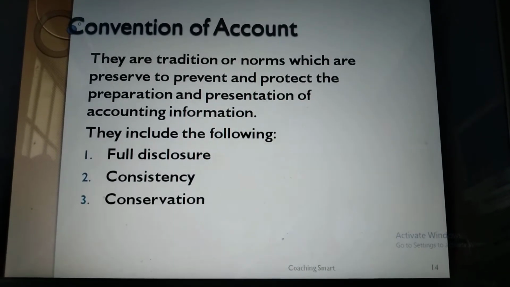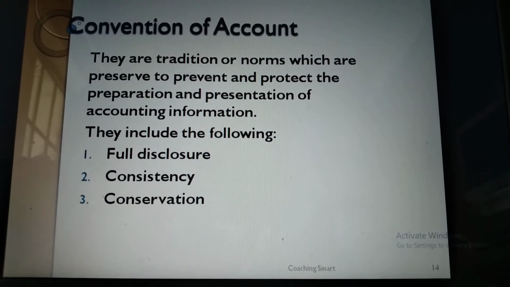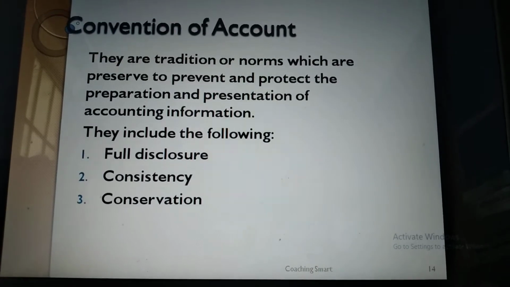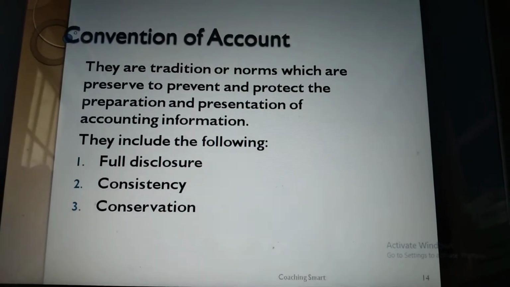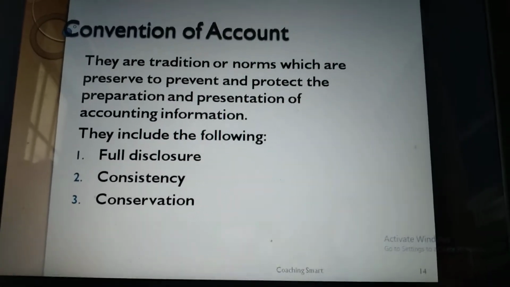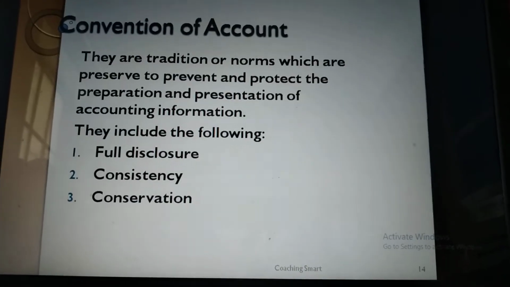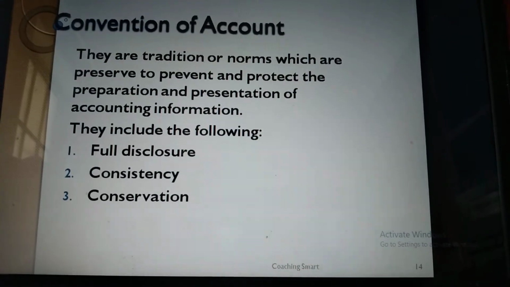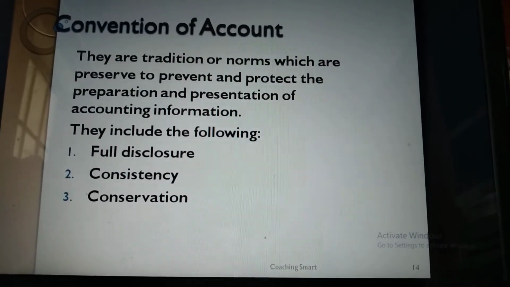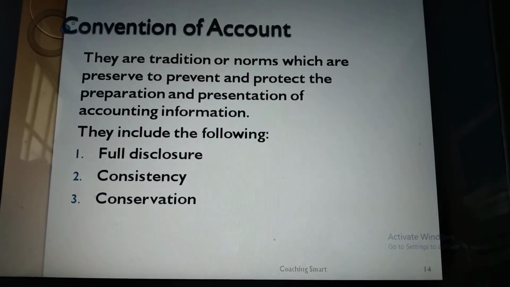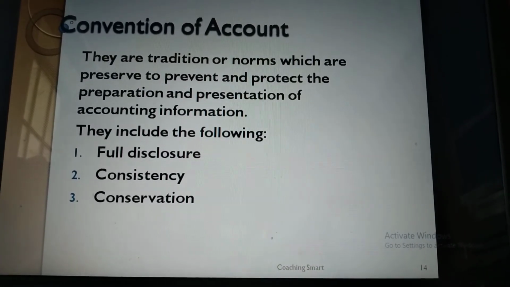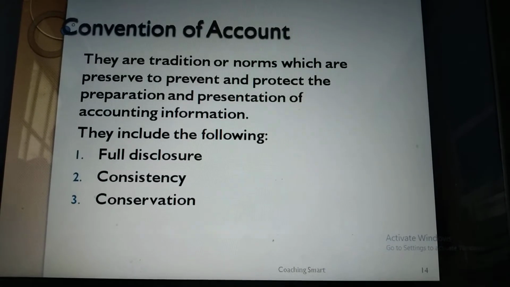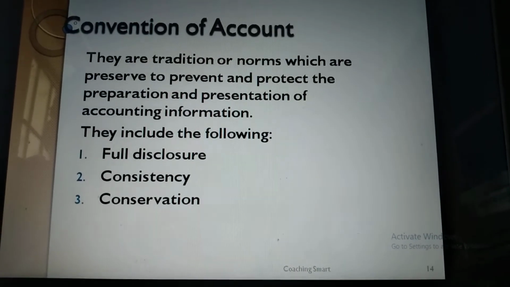Number 3, conservation convention. Under this convention, all business transactions must be preserved. The recording of business transactions must preserve particular nature. For example, cost concept. Under cost concept, we are preserving the original cost of recording business transaction.